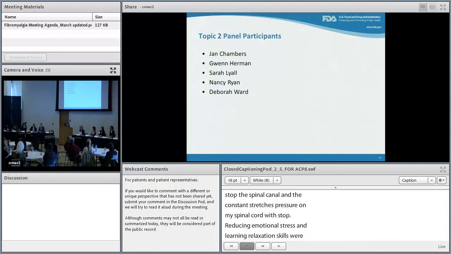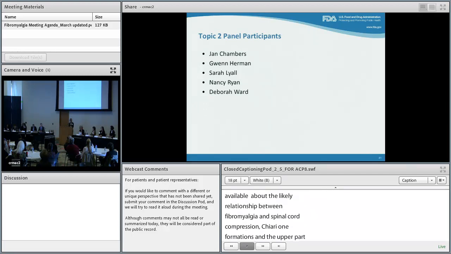I believe that there is a large subset of people with fibromyalgia who have what is called positional cervical cord compression, or PC3. For several years, fibromyalgia research has been available about the likely relationship between fibromyalgia and spinal cord compression, Chiari-1 malformations, and the upper part of the spine. As a patient, I convinced my chiropractor to do a small clinical study on fibromyalgia patients with severe neck pain. The results were similar to mine.